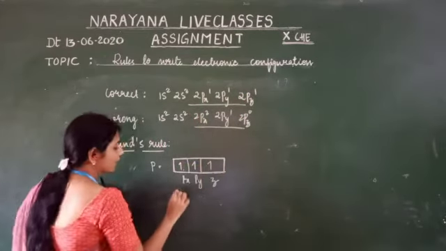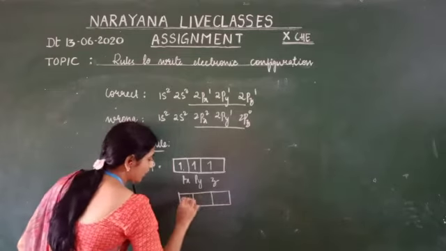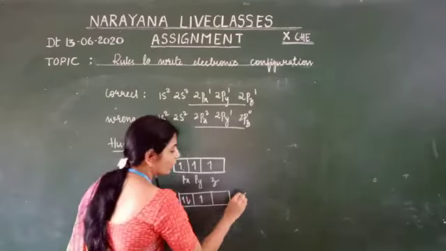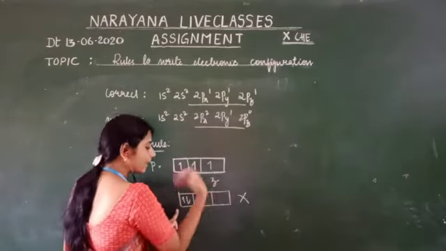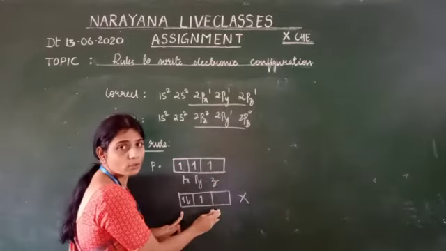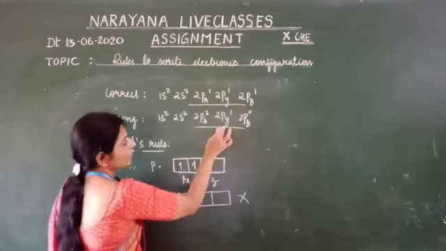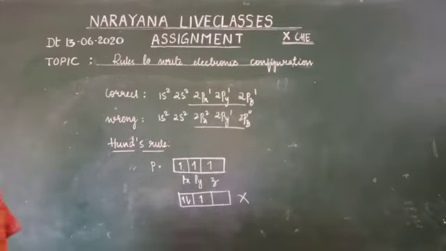But in the second configuration, it is given like this: px is paired up and py is singly filled, which is the wrong representation. First, degeneracy has to be completed, next, pairing. Here, degeneracy is not completed; first, pairing has taken place. So this representation is the wrong representation. So, coming to the next question.